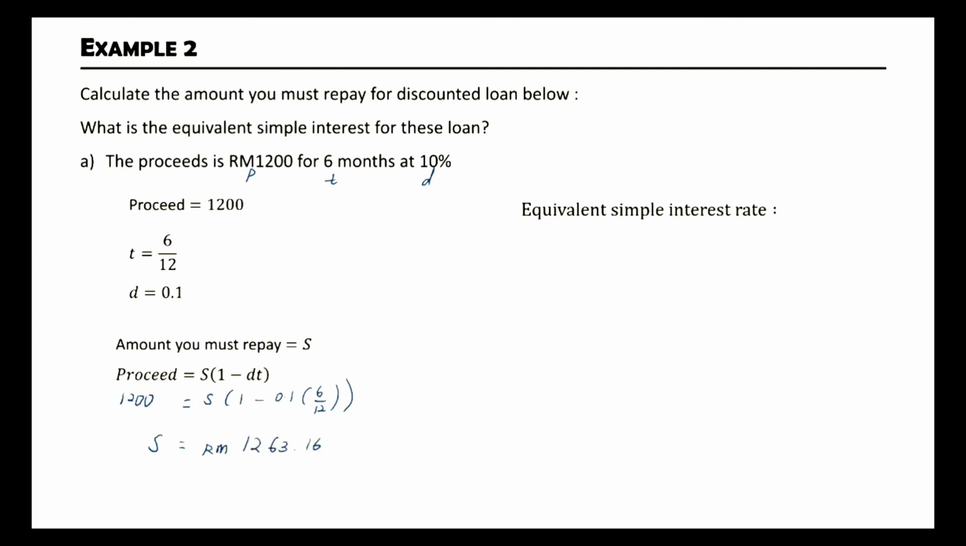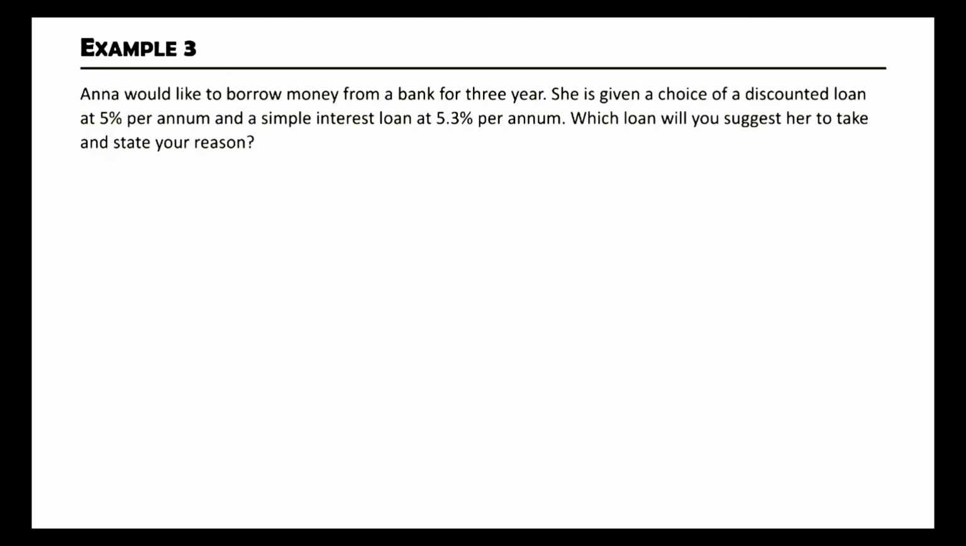The equivalent simple interest rate is given as R equal to d over (1 - dt). d is 10%, so 0.1 over (1 - 0.1 times 6/12). So we get 0.1053. Change to rate, times 100, equal to 10.53%.